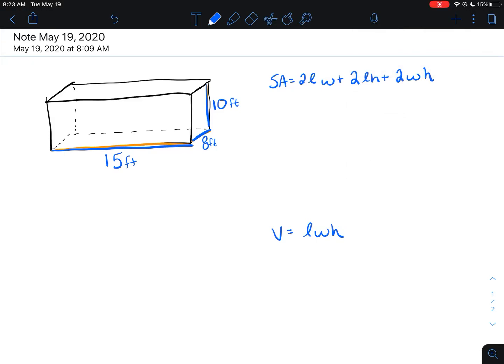Hey guys, I just want to come on here and give you one more example of surface area and volume of rectangular prisms to help you all in your graded assignment. I did have a couple of questions.